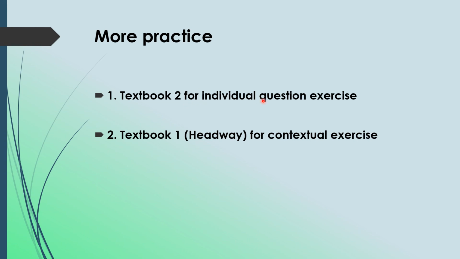If you want more practice, I would suggest you go for textbook 2, that means Oxford Practice Grammar. You can have lots of individual question exercises in there, lots of sentences. Of course, they are individual sentences, though there are a few conversations. But for contextual exercises, it is pretty similar to what I said before: you should go with the New Headway book. Again, in this chapter, chapter 8, Imagine, you can find lots of conversations and texts to use your knowledge about conditionals.